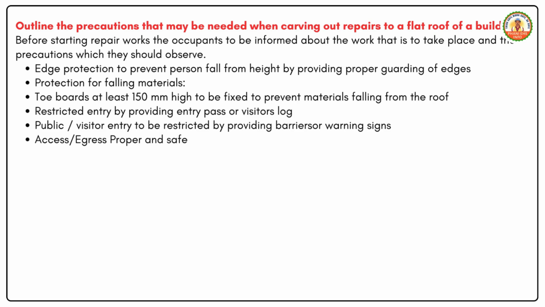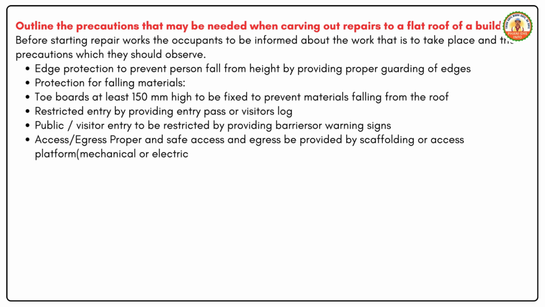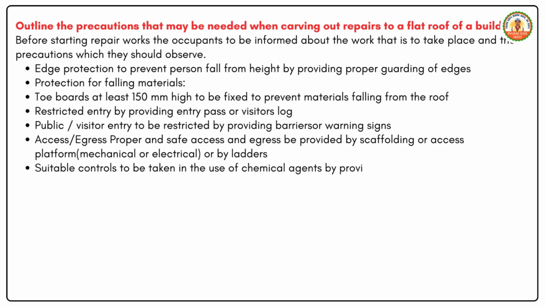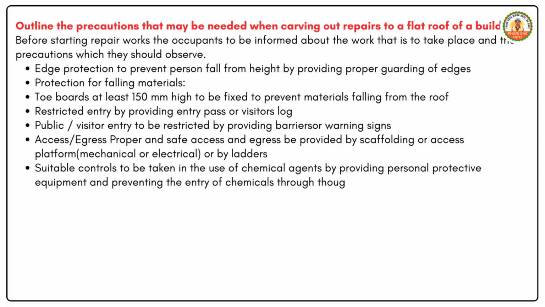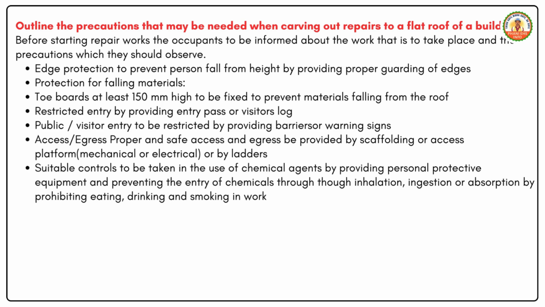Access egress: proper and safe access and egress be provided by scaffolding or access platform, mechanical or electrical, or by ladders. Suitable controls to be taken in the use of chemical agents by providing personal protective equipment and preventing the entry of chemicals through inhalation, ingestion or absorption by prohibiting eating, drinking and smoking in work areas.